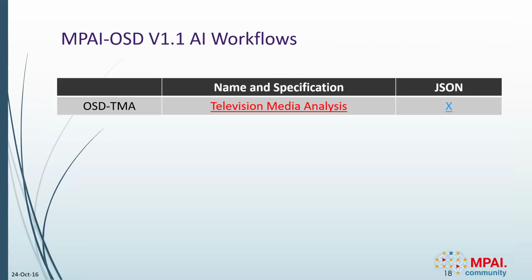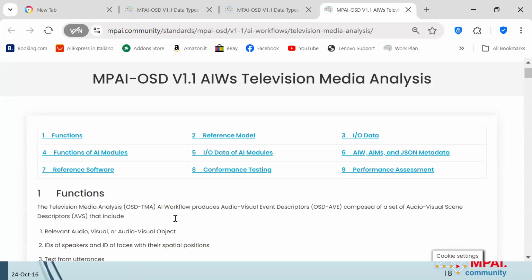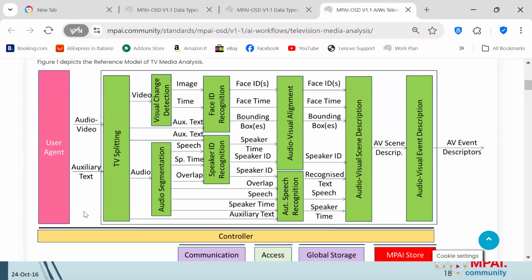And then we have this television media analysis that I definitely want to show you, because it's been a major development. So we have the full specification here. And what is interesting is this reference diagram where you see that you have audio and video coming in. We have television splitting that does the job of separating video and audio. Then if we take the video, we have this change detection that I've talked about, providing information. Based on that, there's another AIM that can recognize the face. But if we go to the audio part, we have audio segmentation that provides different speech segments. And for each of them, we can recognize the ID of the speaker uttering a particular speech segment.